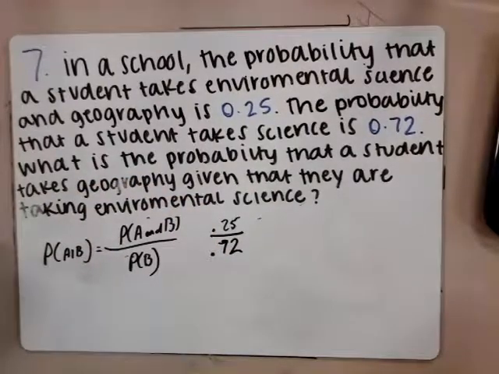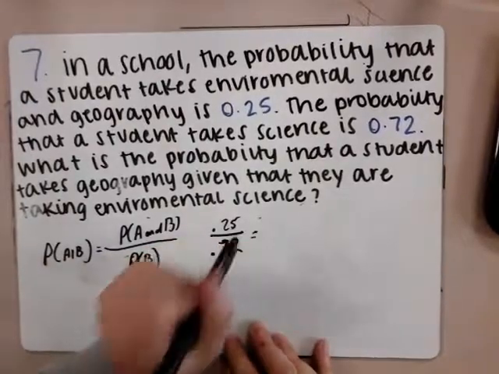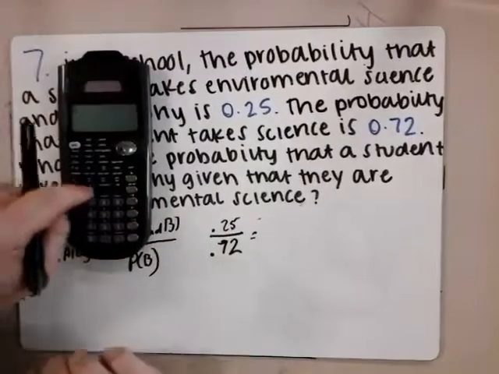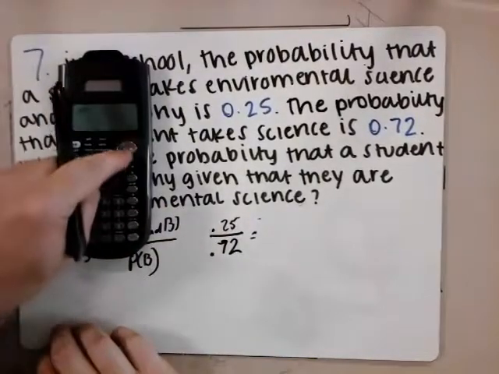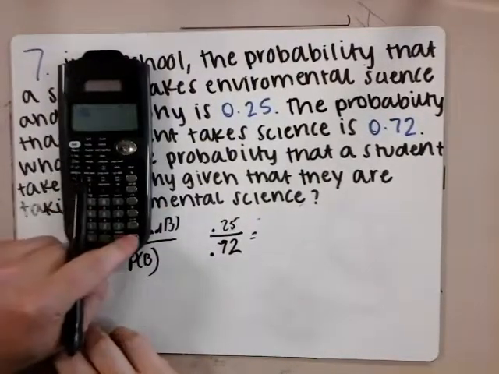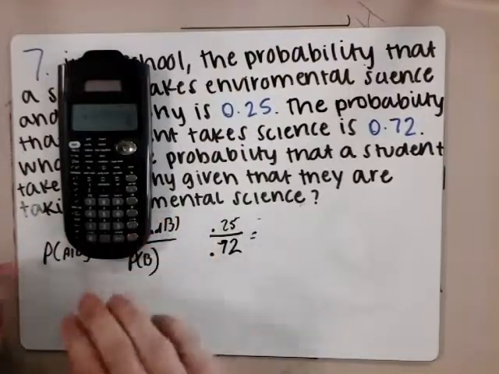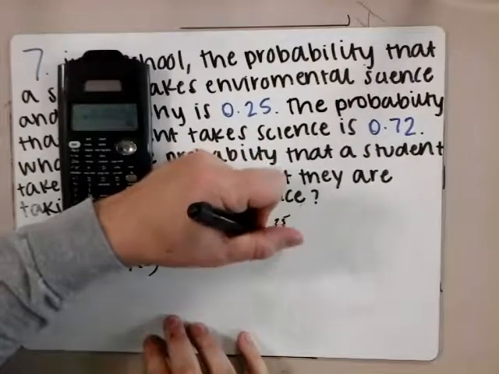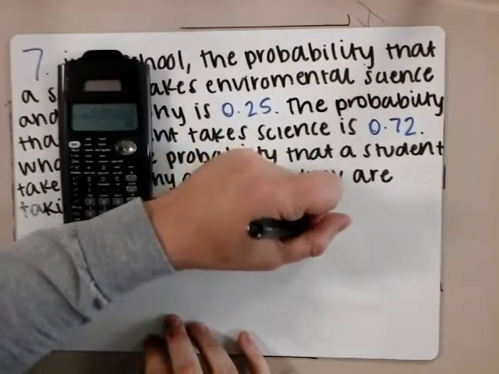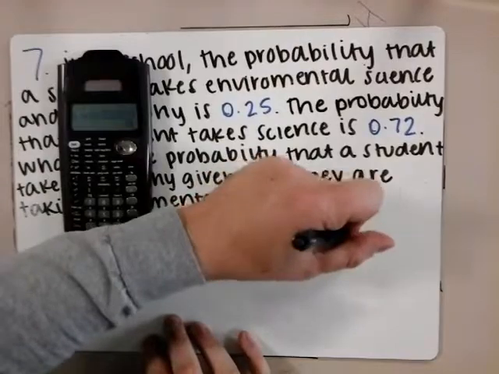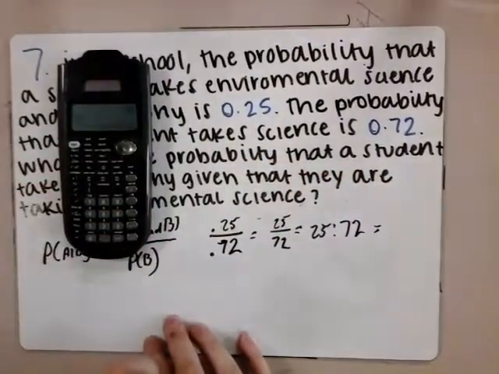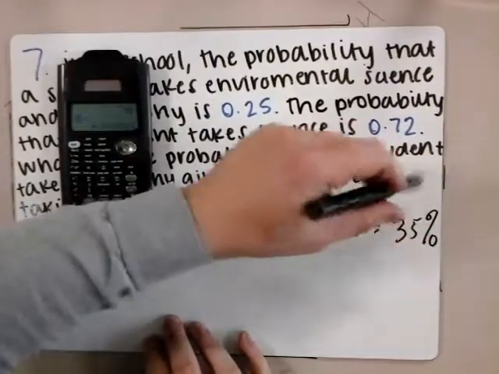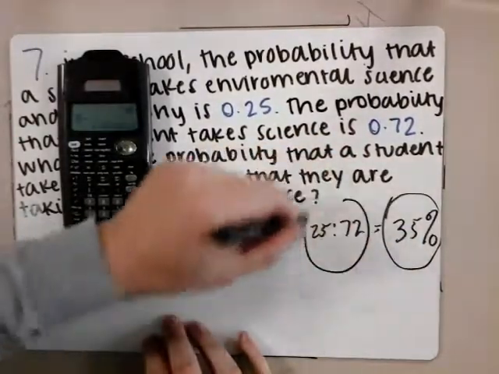So we basically already answered the question, okay? But we know we want to simplify the best we can. So now I'm going to do 0.25 over 0.72, okay? As a fraction, that's 25 over 72, or 25 ratio 72, or as a percentage, 35%. Either of those answers will do the job.